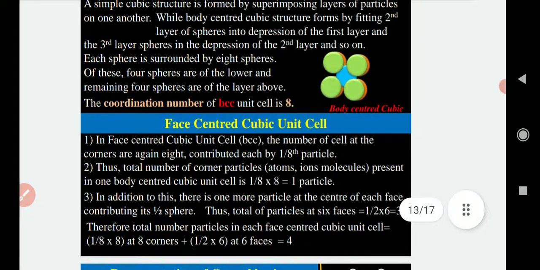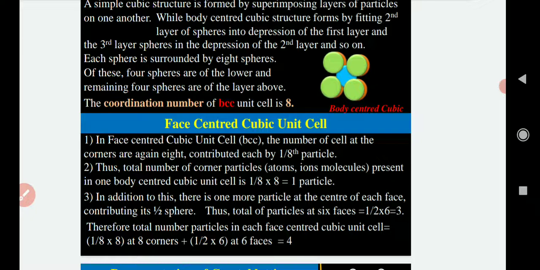In case of face centered cubic we will have 1 particle constituting at 8 corners, that is 1/8 into 8, proper 1 particle. See the third point. In addition to this, there is one more particle at the center of each face, contributing only half sphere. So total number of particles at 6 faces become 1/2 into 6. Each face gets only half a particle, so how many faces are there? 6. So 1/2 into 6 is 3.